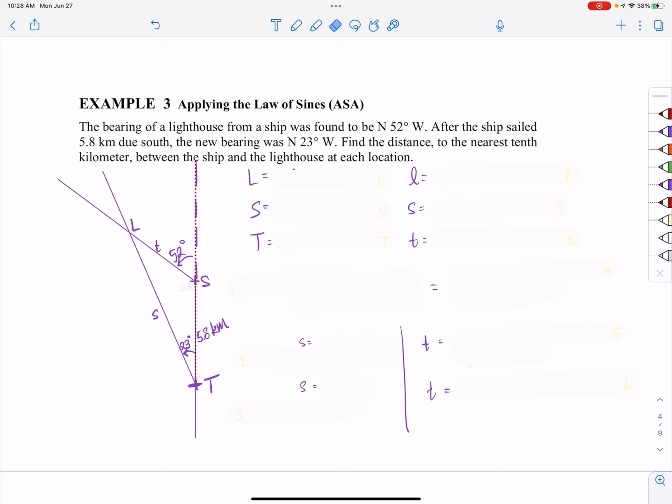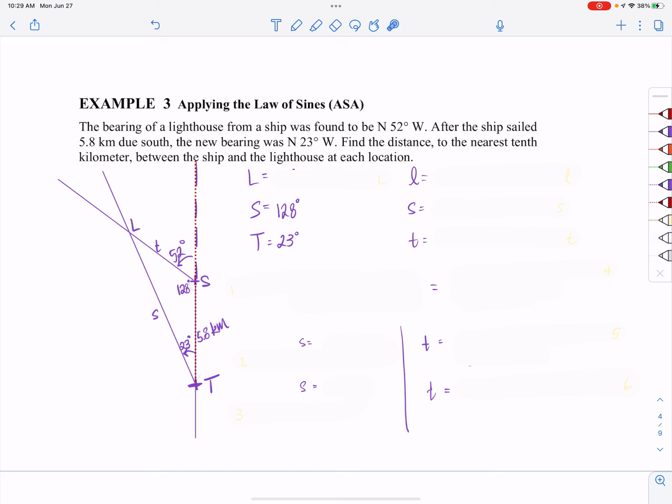All right, so I do know what angle T is. So notice I've already set up my chart. I know what angle T is. And I don't know what angle S is, but what I can tell is that this angle and this angle are supplements of each other. And so all I have to do is 180 minus my 52, and that'll give me this angle right here, which I'm going to call angle S. So that's 128 degrees. Again, using supplementary angles.